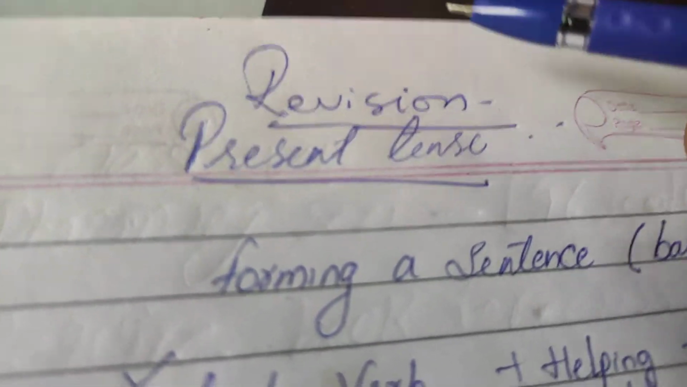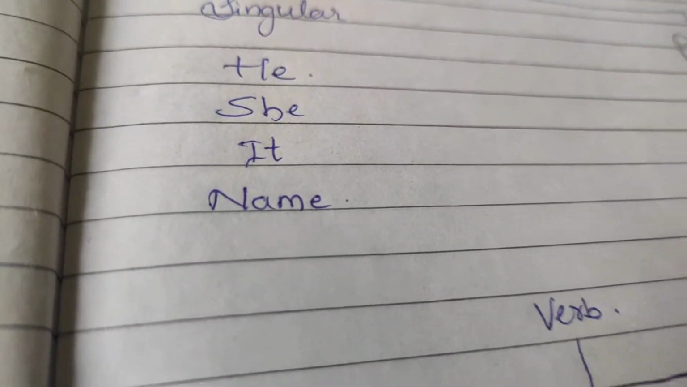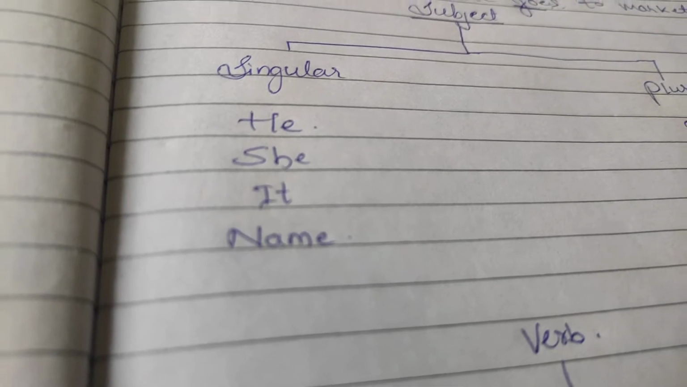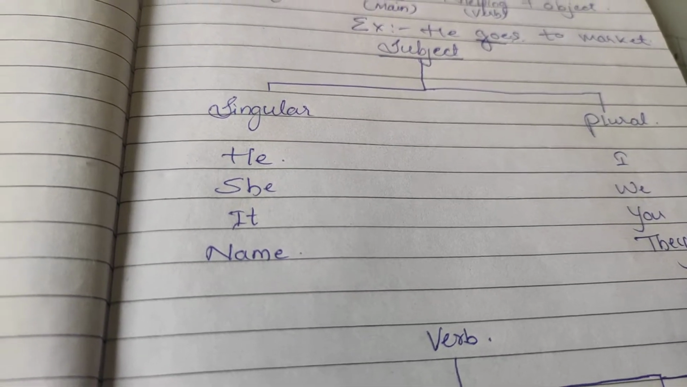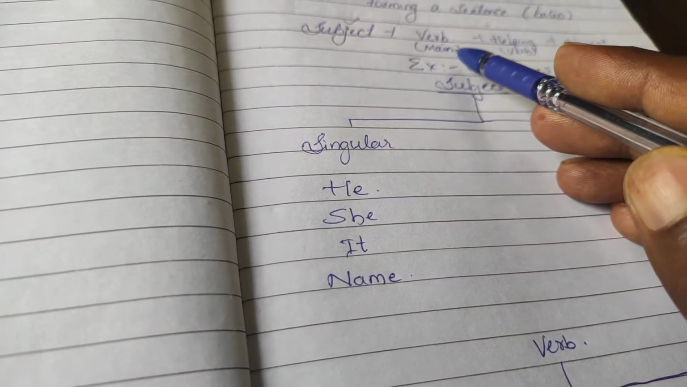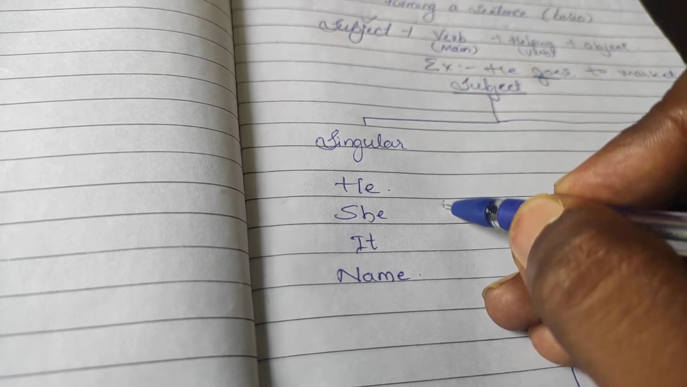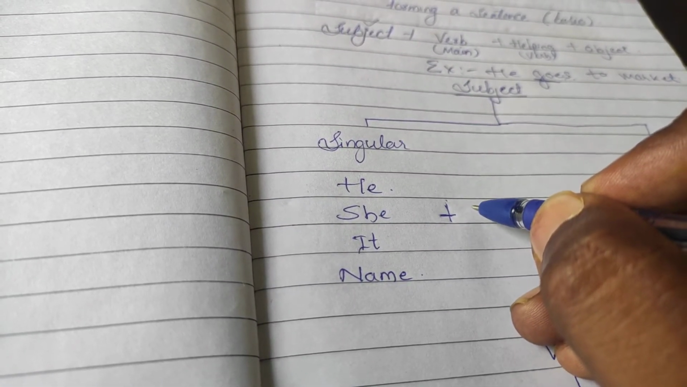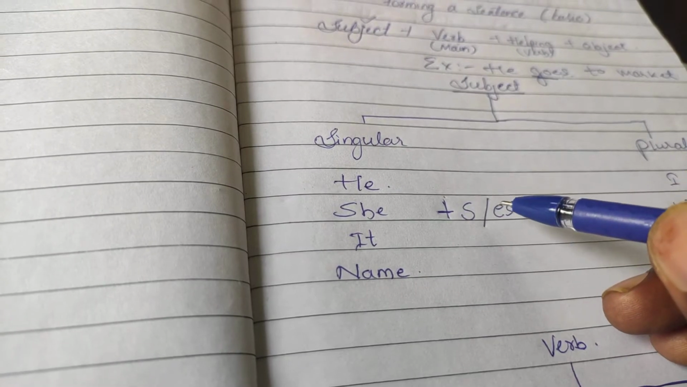So to form a sentence in simple present tense or indefinite present tense, you have to choose a subject first: he, she, it, name, or I, we, you, they, whatever it is. And after that, since you have to write a verb, if the subject is singular, आपको क्या करना है, just after the verb, you have to add either s or es. It depends on which subject you are choosing.